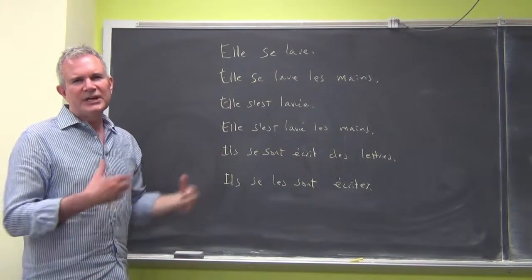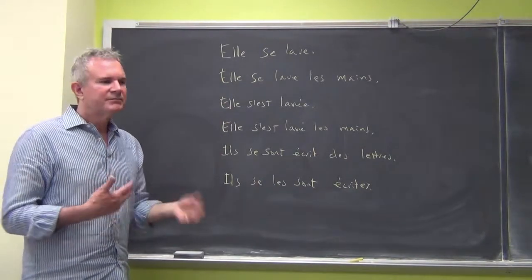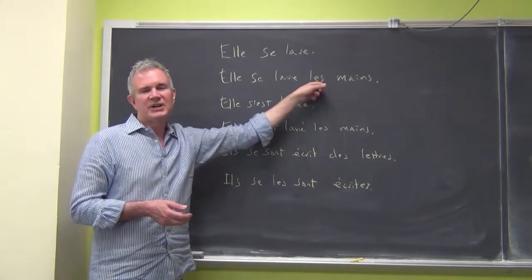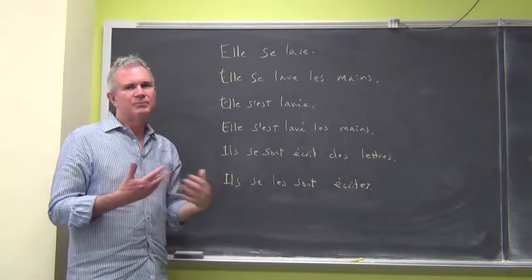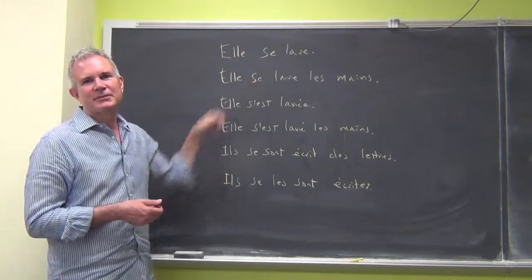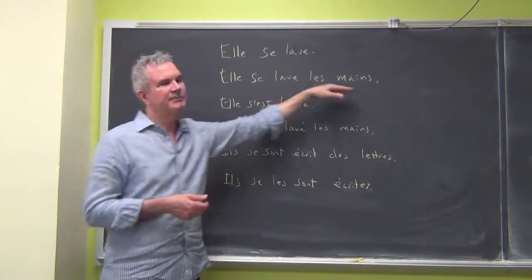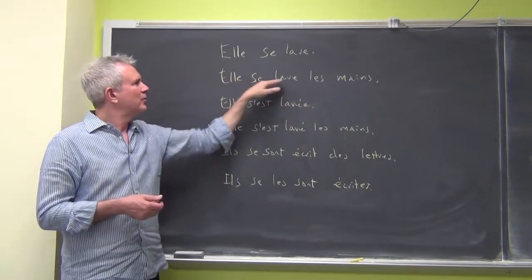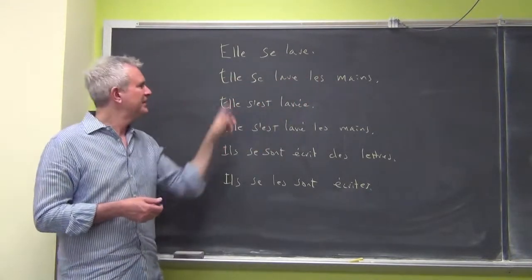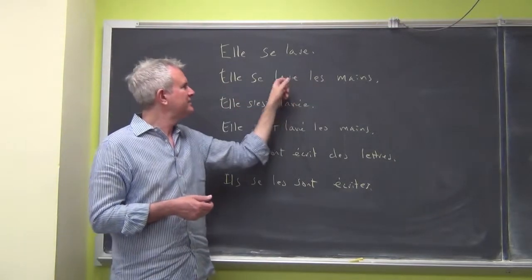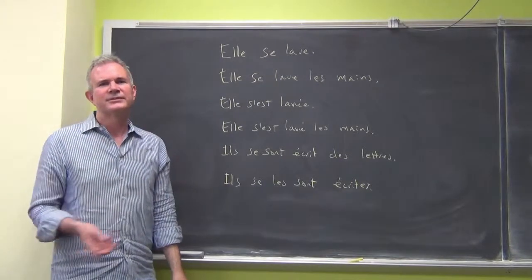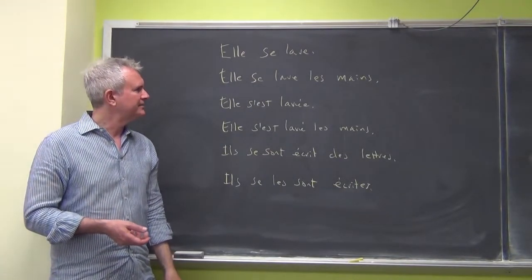Here, in French, for parts of your body, you frequently just use the definite article. And then if you want to indicate possession, you'll often use a reflexive verb. So, elle se lave les mains. She washes the hands to herself. So that's the way we know it's her hands.